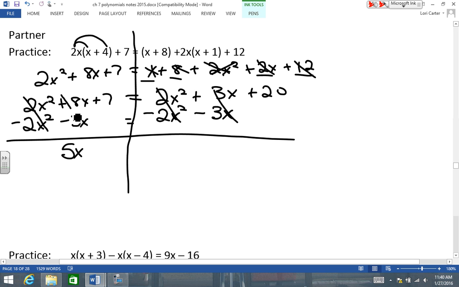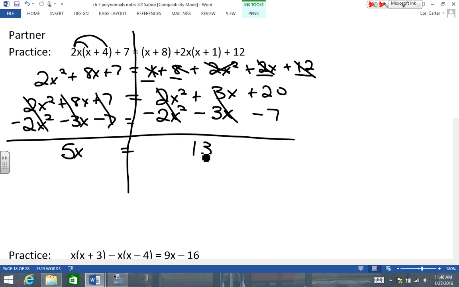Now, can I move the 7 the other way? Yes, I absolutely can. So I'm going to subtract 7 from this side, 13, and that equals 13. Okay, could you have done that in 3 steps? Absolutely. I will not yell at you. Is this just a little bit more condensed?